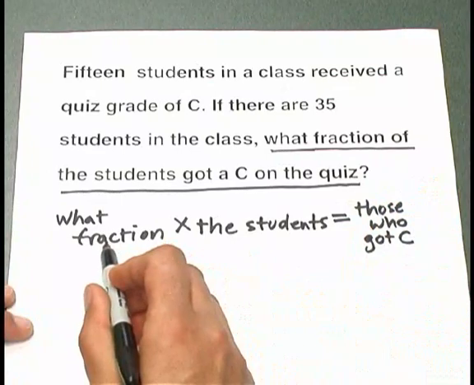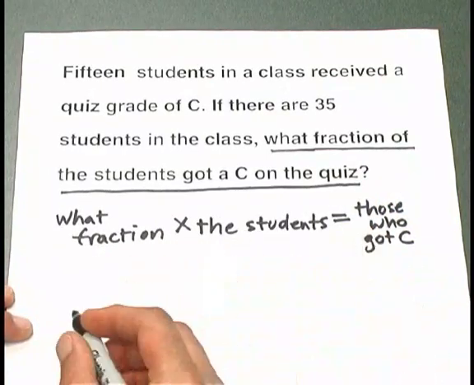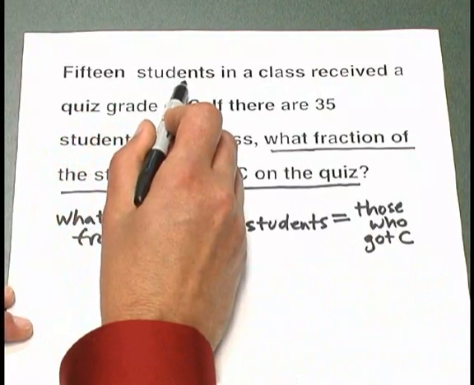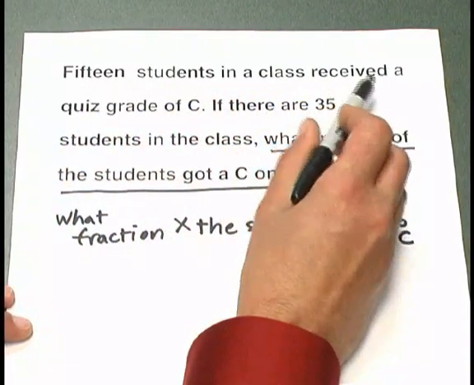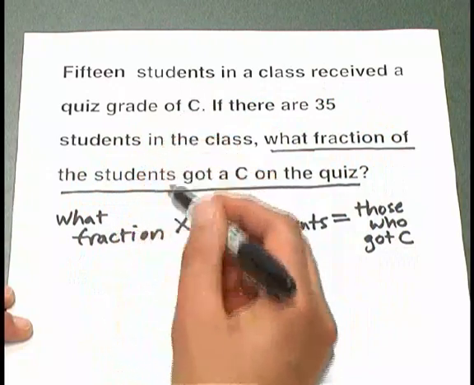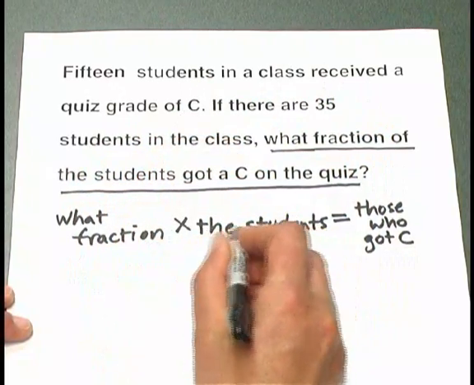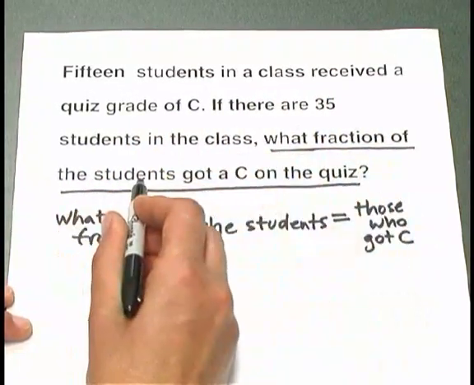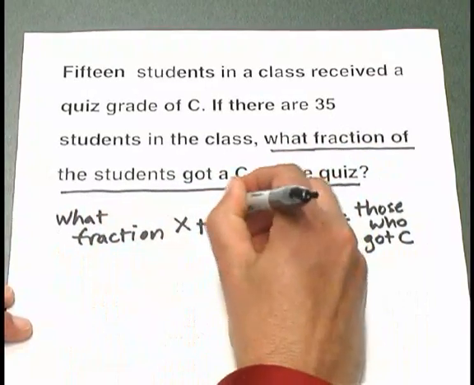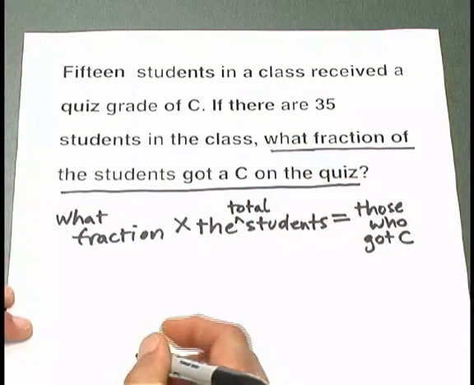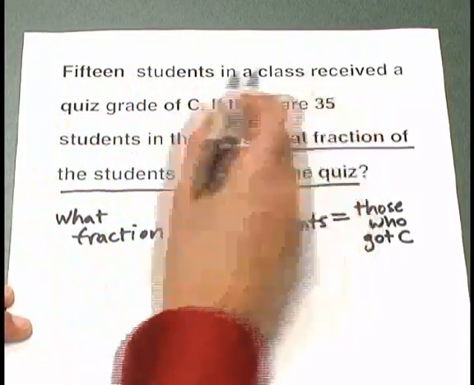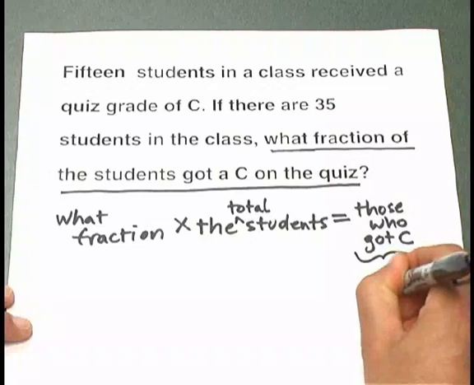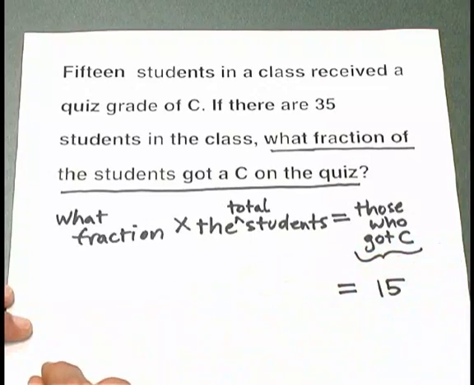Now, let's go back to the problem and see if we can fill in numbers for any of these phrases. 15 students, the problem starts out. 15 students in a class received a quiz grade of C. Well, I have the students written right here, but when the problem says fraction of the students, we mean the total number of students here. 15 students received a quiz grade of C. That's the number that got C. 15 goes over here on the right-hand side of the equal sign.